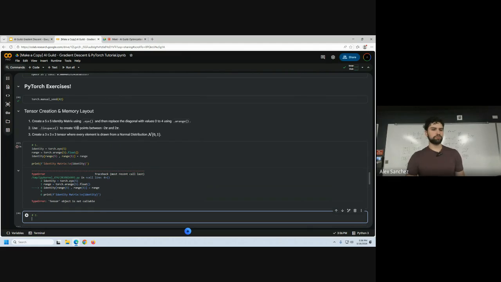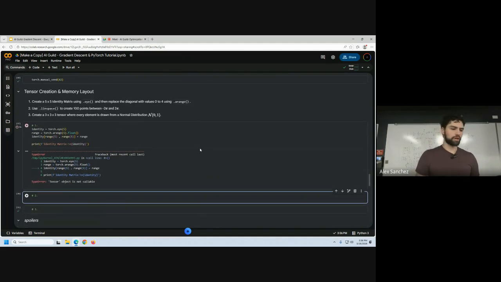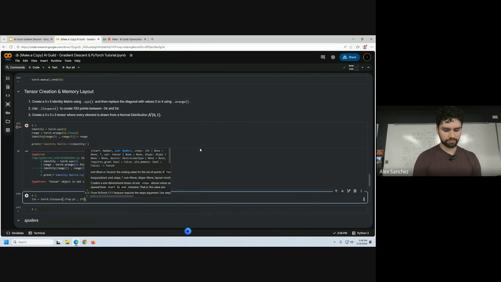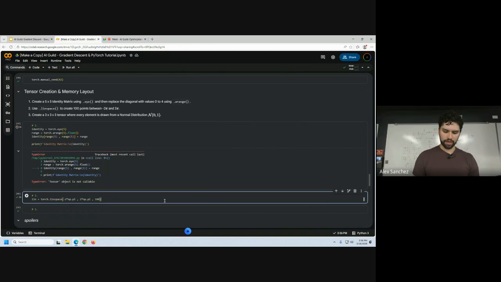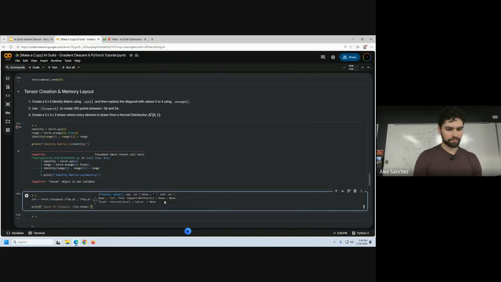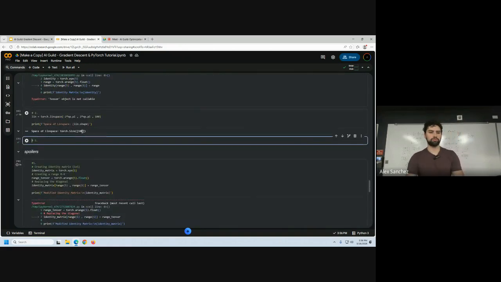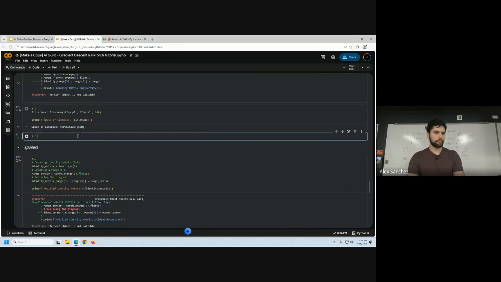Here we're going to work with linspace. We want to create 100 points between -2 pi and 2 pi. Let's just declare torch.linspace, and remember, the range is from -2 pi to 2 pi, and we're going to create 100 points. And that's pretty much that. Let's print the shape of this. So you can see we have 100 points across this.